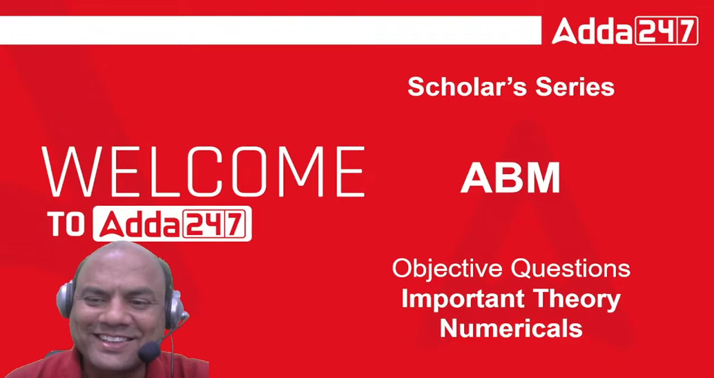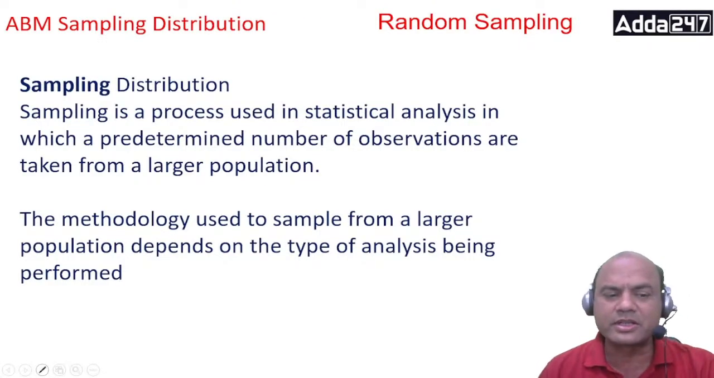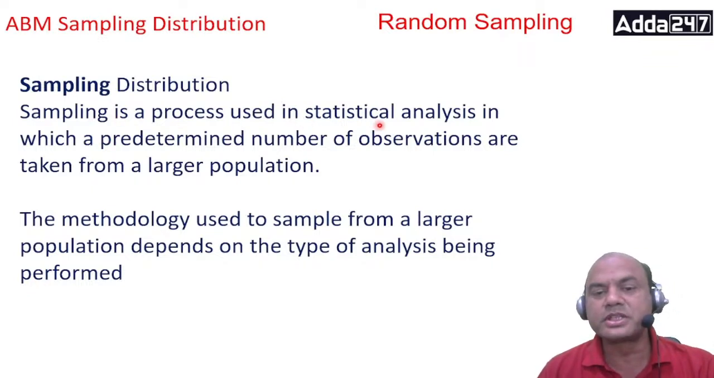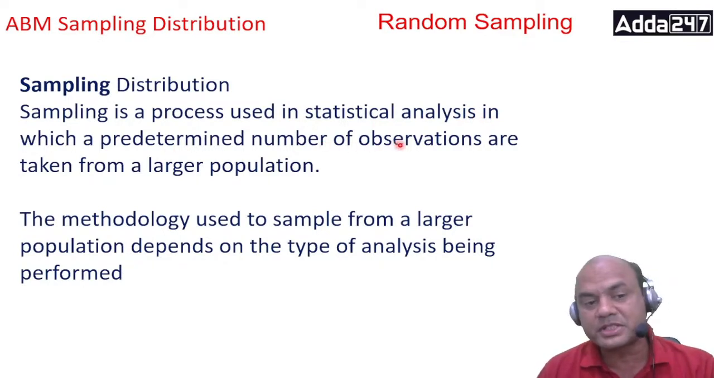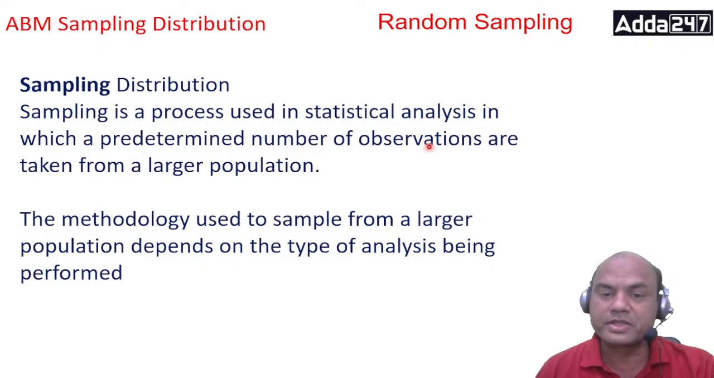Okay, let's start. Firstly, sampling distribution. What is sampling distribution? You must understand that first. Sampling distribution is a process used in statistical analysis in which a predetermined number of observations are taken from the larger population. The important word over here is predetermined number of observations. Remember this by heart.